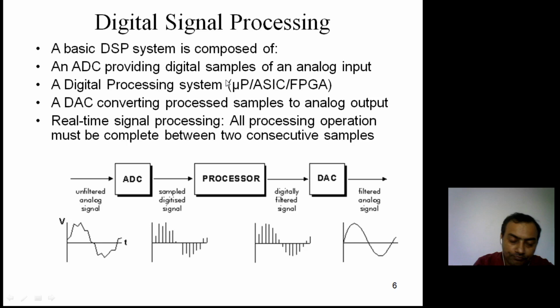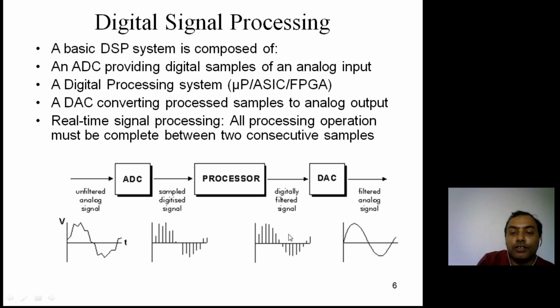And real-time processing, all processing operations must be complete between two consecutive samples. How is this happening? One example of a signal is given here as analog, and how we get samples. So like that you have taken samples of the signal, and we have processed these digital sample signals into digitally filtered signals by processing through a digital processor, and again this has been converted to an analog signal as an output. So this is about digital signal processing.